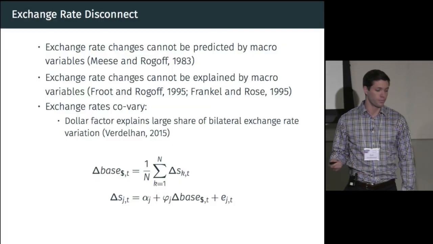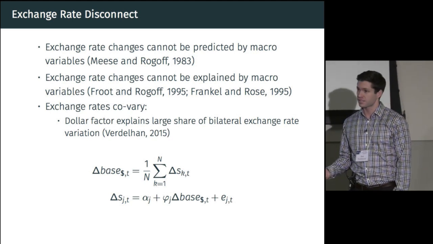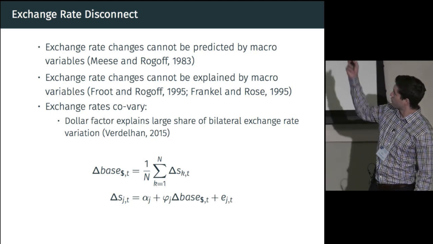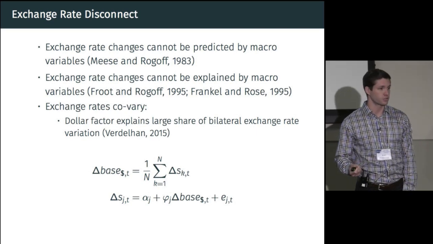But the puzzle turns out to be worse than you could actually even imagine. If you look at contemporaneous covariation of macroeconomic quantities with changes in exchange rates, you see that it also doesn't work out very well. The first of these puzzles is the classic Meese-Rogoff puzzle, and the next is related to work by Frankel and Rose. That's known as the exchange rate disconnect puzzle.